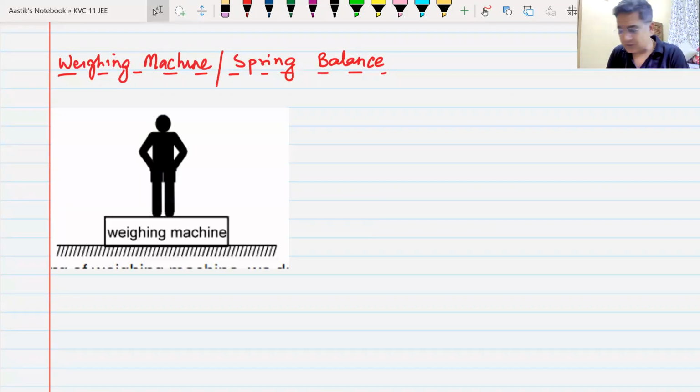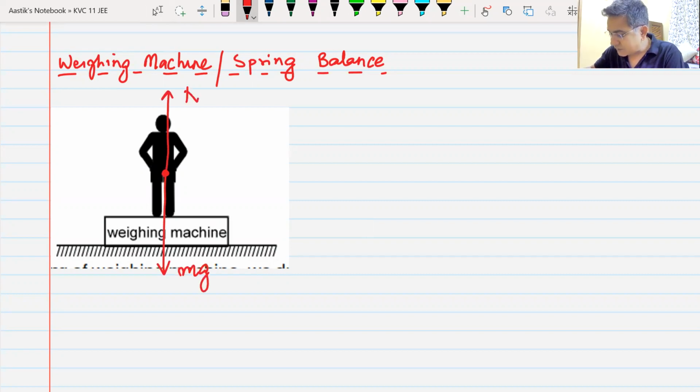So if you are standing on this weighing machine, it will tell you your weight. Yes or no? Now that is a wrong concept. It does not measure your weight actually. Now if I draw the free body diagram of this gentleman, the weight of this gentleman is acting downwards and the normal reaction, which is the force applied by this man on the weighing machine, is going upwards.